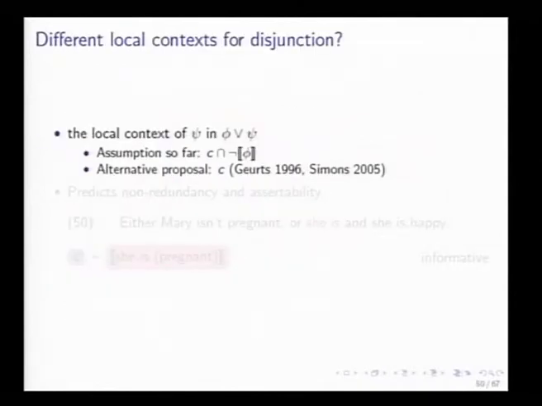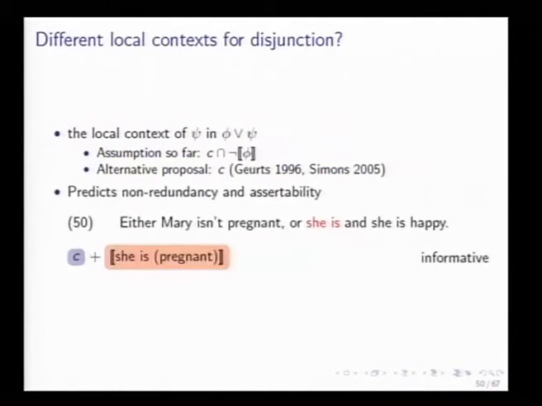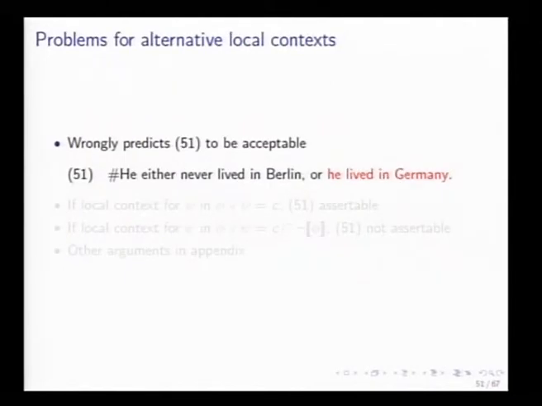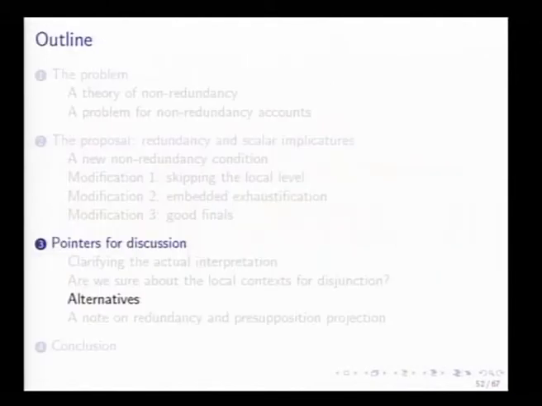A second issue is, what is the actual local context for the second disjunct in a disjunction phi or psi, right? So far we said it's the initial context updated with the negation of the first disjunct. What if it were different? What if it didn't take into account the first disjunct? We think there is reason for assuming this, but if someone else had a different opinion, then maybe the whole problem wouldn't arise. But we think it does, anyway.